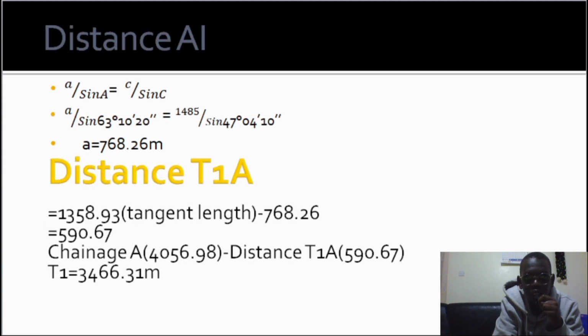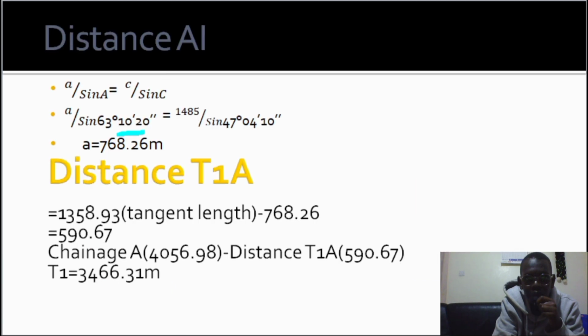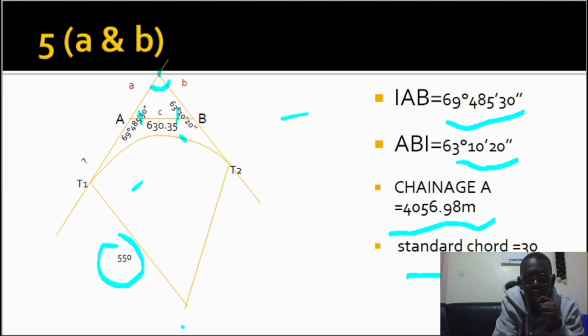Then we go and calculate the distance from I to T by the use of the sine rule. So a over sine A is equal to c over sine C. The a over sine A is found on the figure here, where sine A is the opposite angle, which is 63°10'20" from here. We compute the value of c, the distance covered. So our c is from A to B. This is the value of the distance.